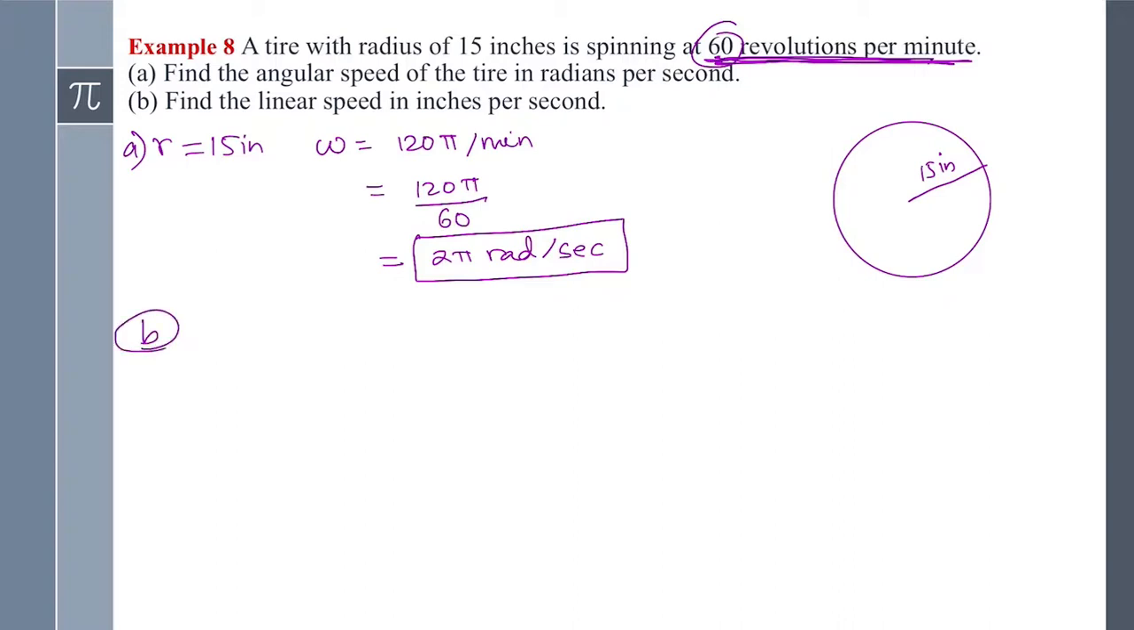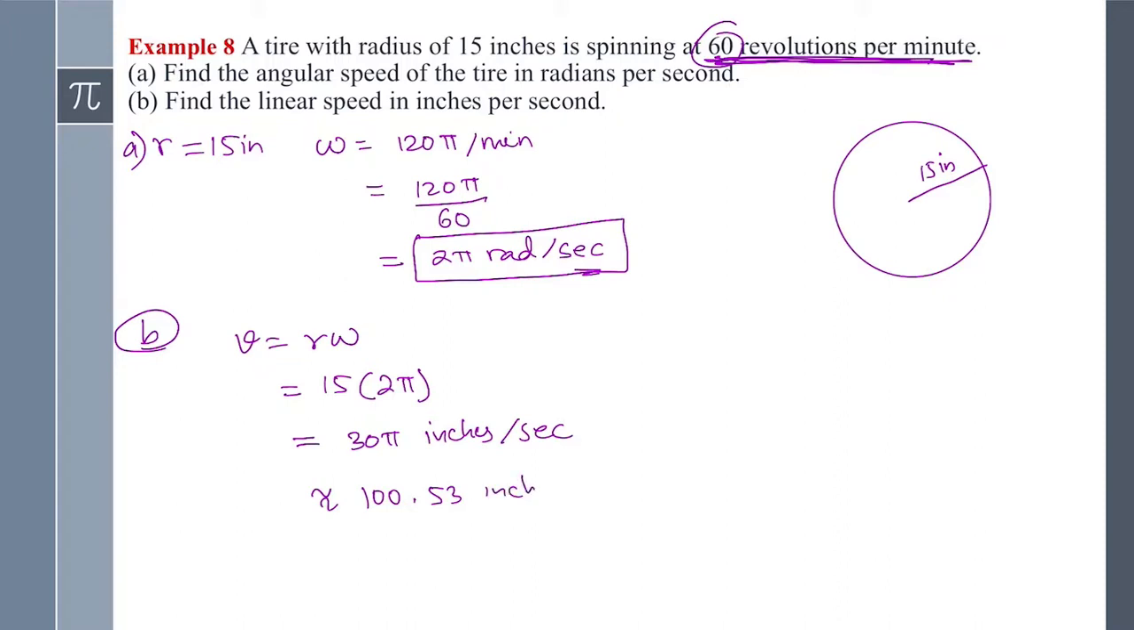Part B is asking us to find the linear speed in inches per second. We know the linear speed equals radius times the angular speed. The radius is 15 times the angular speed, 2 pi. So that gives us 30 pi, and it is inches per second because this is already in seconds. If you put it into the calculator, you'll get 100.53 inches per second.